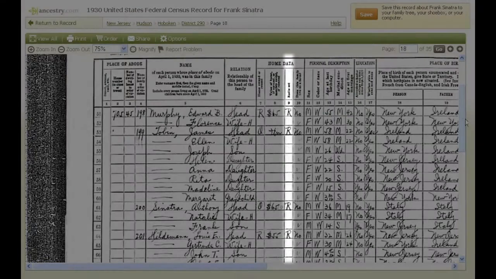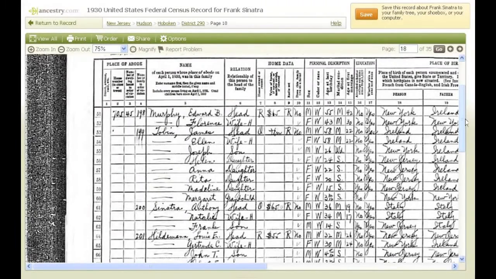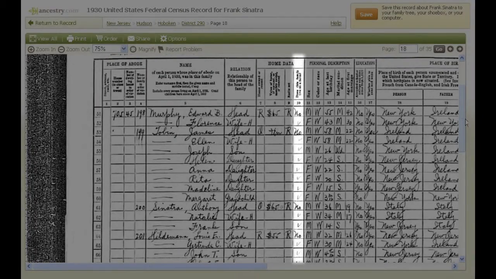The R in column 9 means the family owned a radio. The question of owning a radio was a real sign of the times. 1930 was the only year this was ever asked as part of the census. Column 10 shows that the Sinatra family did not live on a farm.